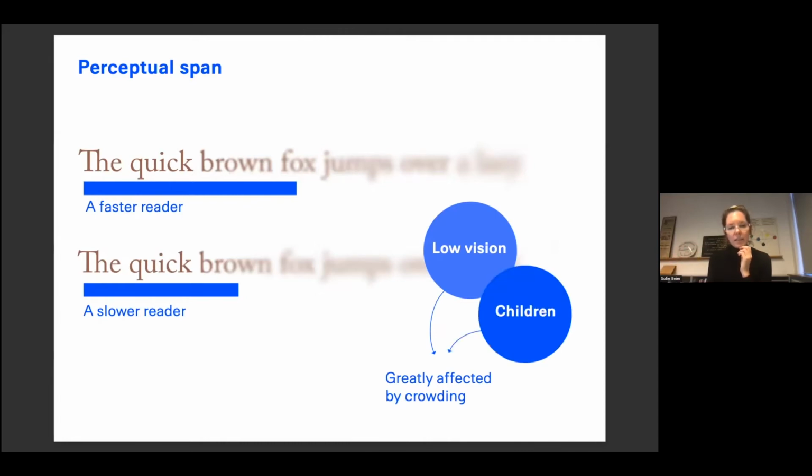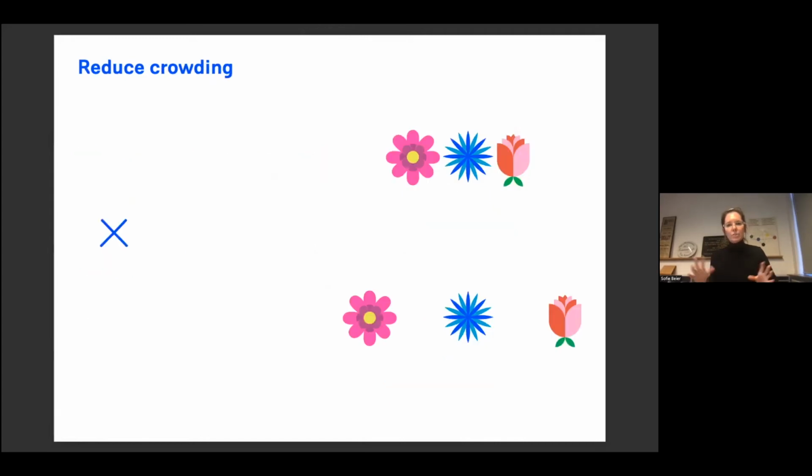The same is the case with children. Children typically have a small perceptual span and are also affected by crowding. And there's great variability in when a child reaches adult level of visual perception. That means that a 6-year-old child doesn't necessarily have the same visual ability as another 6-year-old child. So reducing crowding in reading would be an advantage.